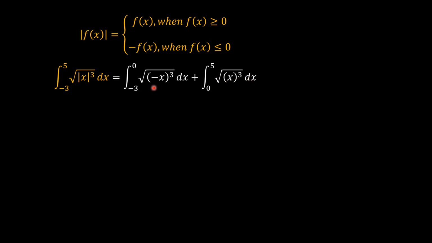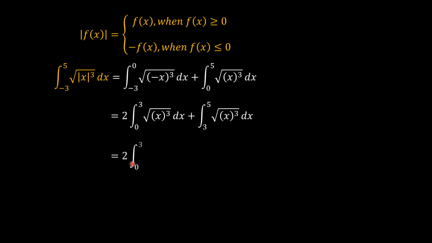Now, because we've appended a negative sign to the x when x is negative, it's just the same as the positive stretch from 0 to 3. So what we'll do is we have twice the integral from x equals 0 to 3 of the square root of x cubed, and then we'll begin from 3 to 5 with the same function. That's the same as twice the integral from x equals 0 to 3 of x to the power 3 over 2, plus the integral from x equals 3 to 5 of x to the power 3 over 2.